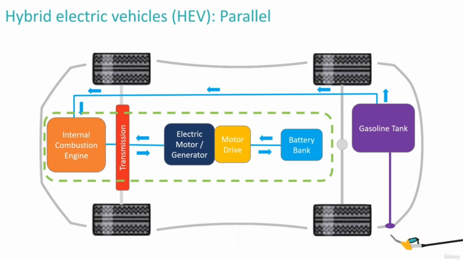What we have just seen is a parallel hybrid architecture where both the engine and the motor can power the wheels at the same time.